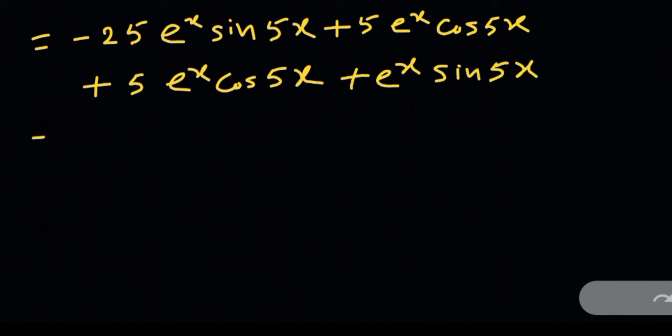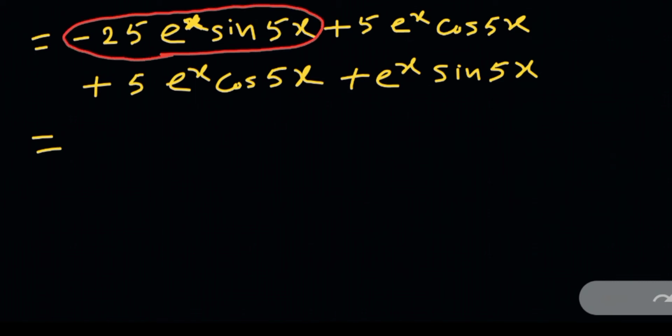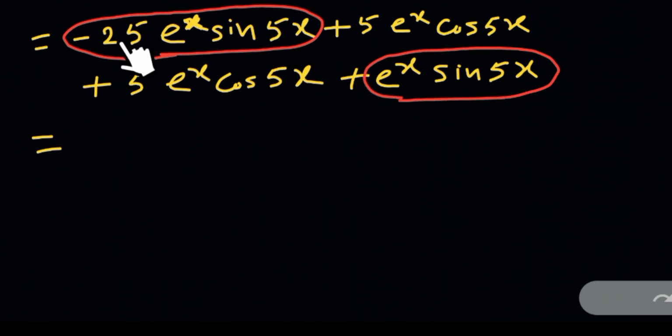Now we'll do the simplification. So minus 25 e to the power x sin 5x. When you observe carefully, this term and this term are similar. Similar terms you can add or subtract. So minus 25 e to the power x sin 5x plus e to the power x sin 5x will be minus 25 plus, nothing means 1. So minus 25 plus 1 is minus 24. So minus 24 e to the power x sin 5x.